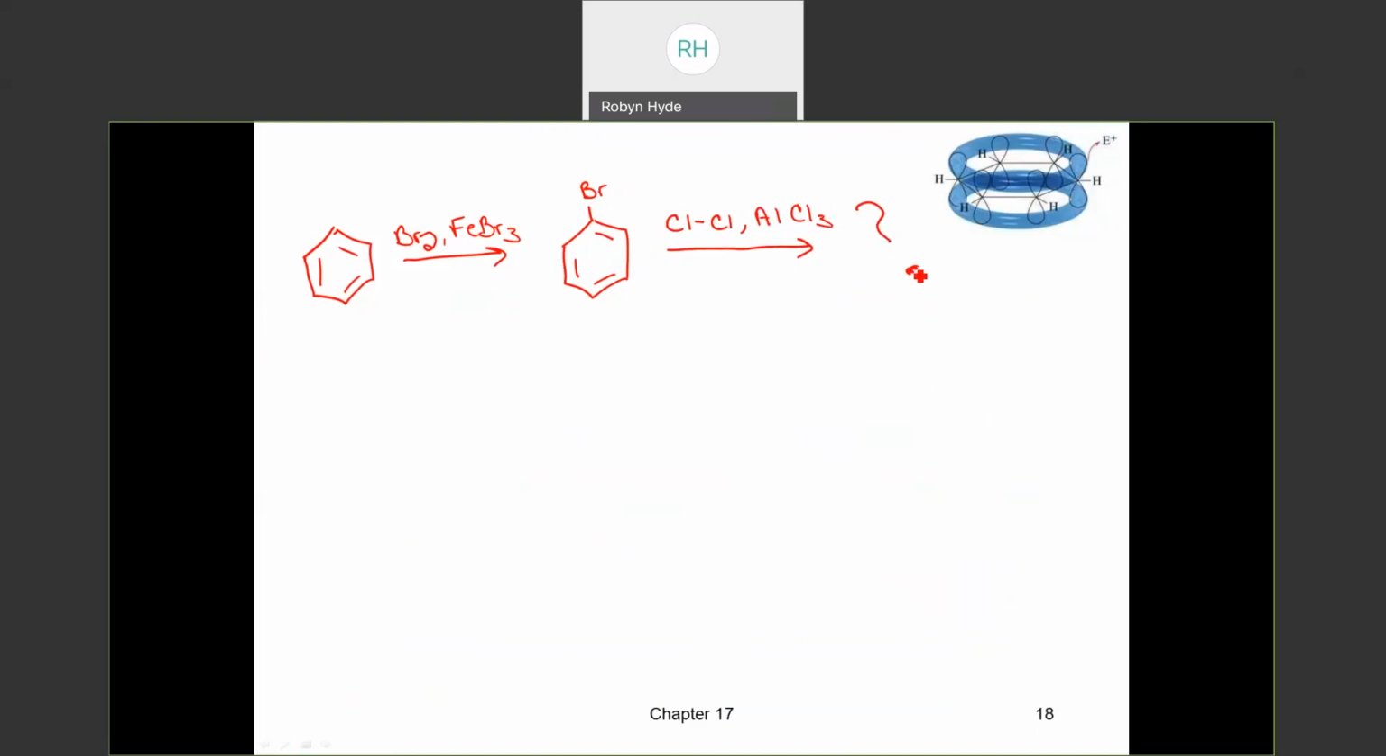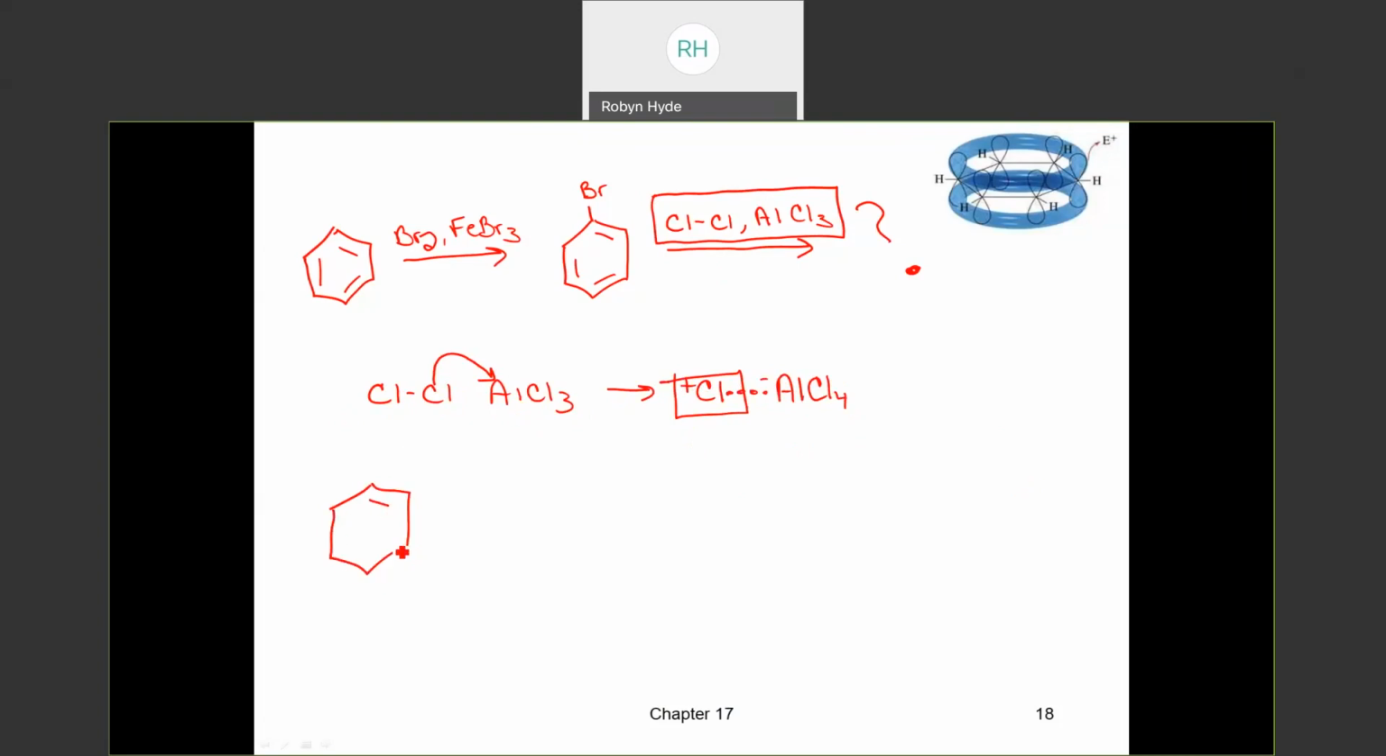Okay, let's go through the steps. So first, we need to make our very good electrophile. The chemistry is exactly like we just learned for bromination. The chlorine is going to add to AlCl3, and that creates this unique complex where I have a positive chlorine that is really strongly associated with a negative AlCl4 piece. Then I am going to have my bromobenzene react with my chlorine electrophile.